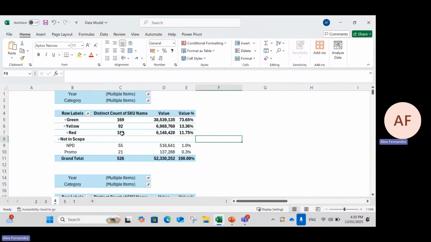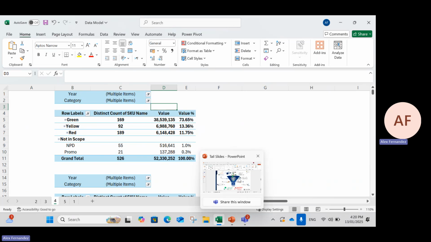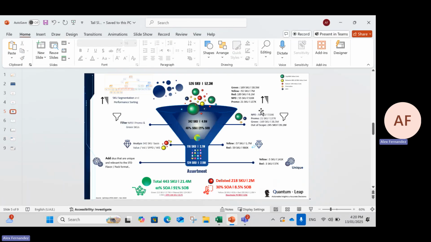Okay, so after identifying all the assortments, here is training part three. The objective is to present our data in the agreed template. So here we have the agreed template. You only have to change the numbers here, and that's it. And for you to fill these numbers, you have to do the following pivots.